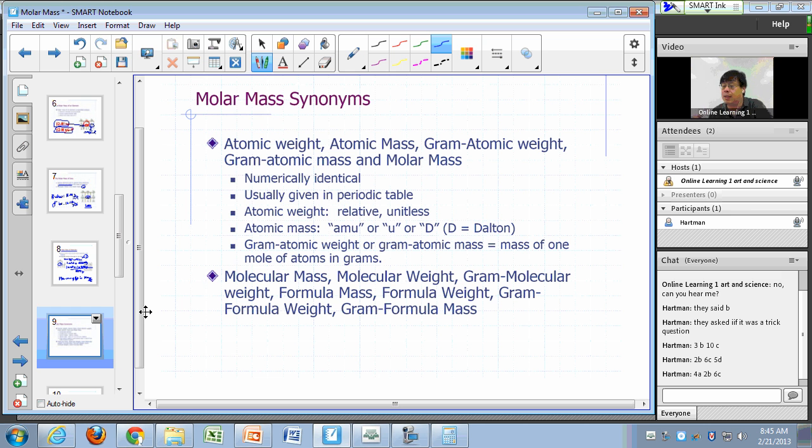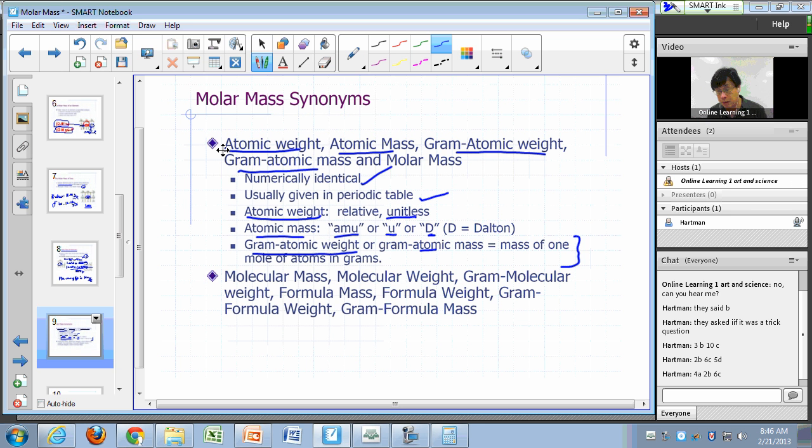Now, some synonyms you might encounter when dealing with molar masses. These are all things that have basically the same numerical value: atomic weight, atomic mass, gram atomic weight, gram atomic mass. Those all have the same numerical value as molar mass. You might see them in older textbooks, so you just need to be familiar with them. They're numerically identical. These are the numbers that you find on the periodic table. The atomic weight is actually a relative number, a unitless number. Atomic mass is the mass of the atom, so it's given in atomic mass units, or u, or you can use the symbol Da for Dalton. One atomic mass unit is 1 Dalton. The gram atomic weight and the gram atomic mass is just the mass of 1 mole of atoms in grams. This is a really old way of referring to molar mass.